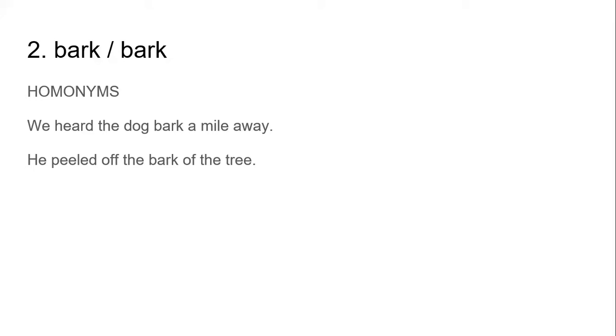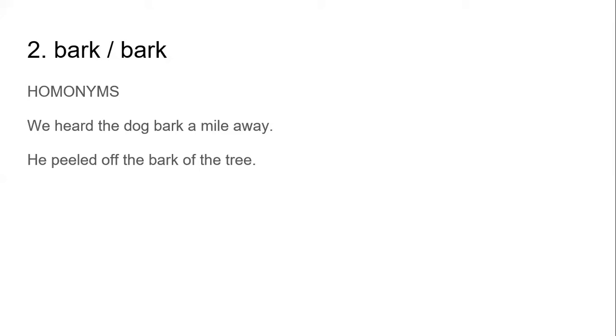As you can see in the example, we heard the dog bark a mile away. And in the second one, he peeled off the bark of the tree. So in the first case, we're talking about dog barking. And in the second case, we're talking about the bark of a tree, the part of a tree.